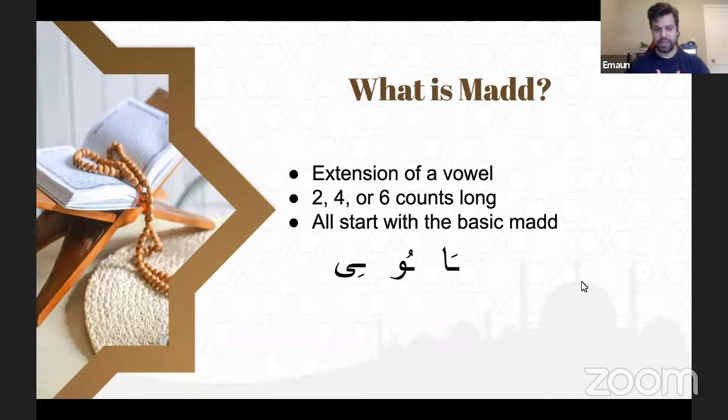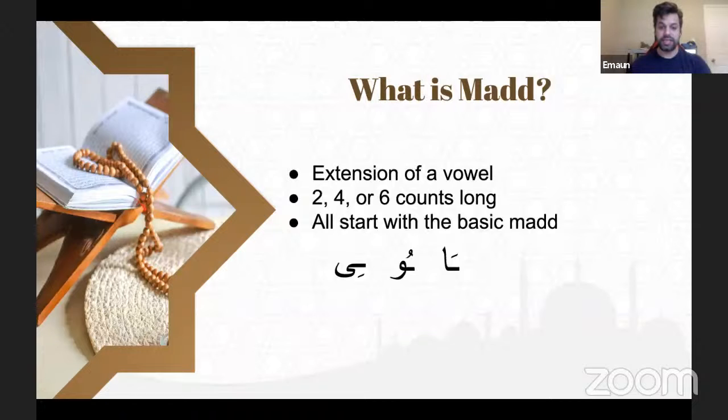So I guess back to the basics. What is a med ultimately? It's basically when you extend a vowel. In the case of tajweed, these extensions are going to be either 2 counts, 4 counts, or 6 counts long. And they all start with the basic med. The basic med are these long vowels, which we reviewed yesterday and went over a couple of days ago as well, where you have a fatha followed by an alif, a dhamma followed by a waw, and a kasra followed by a ya.